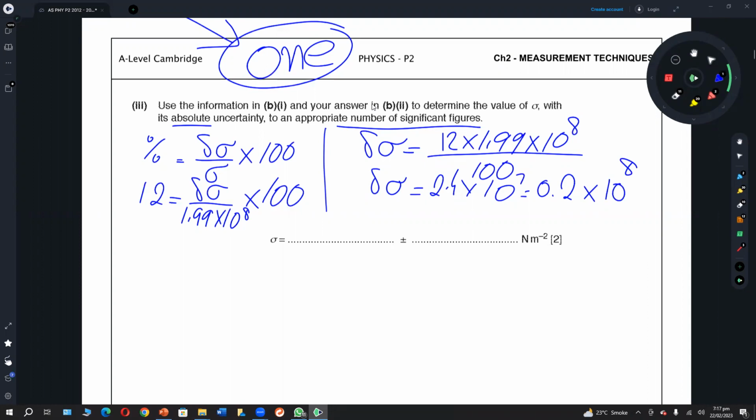Now, why did I do that? Now I can write 1.99, and here I write 0.2, correct to 1 sig fig. I make a bracket and write 1 10 power 8. So I can take 10 power 8 common. Write in this style of writing specially. I wrote it.